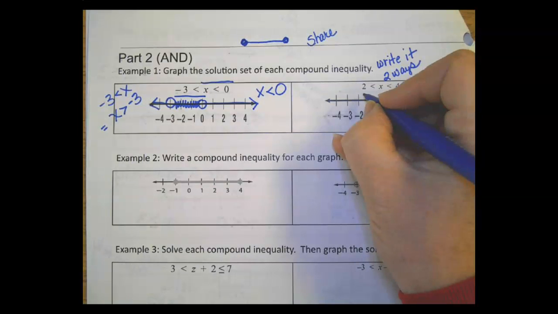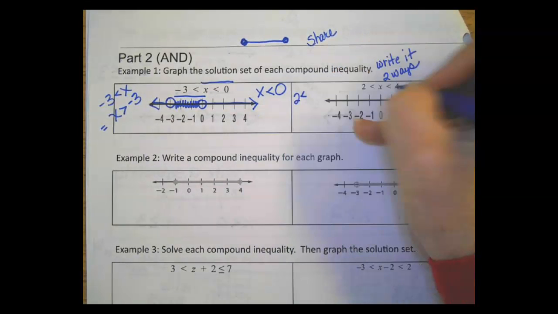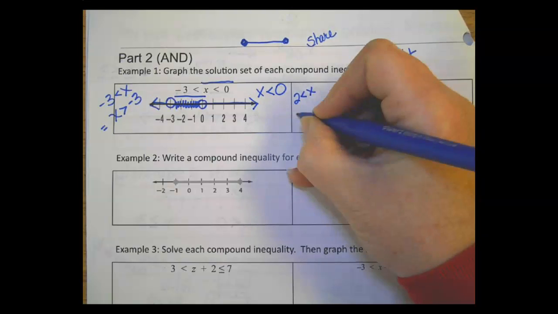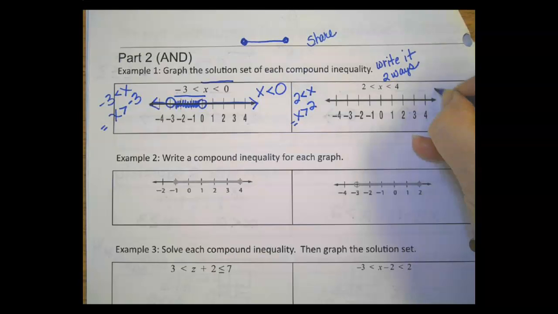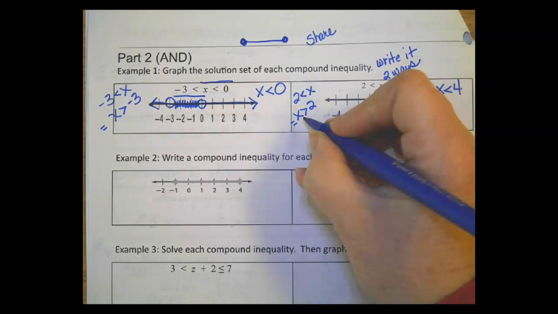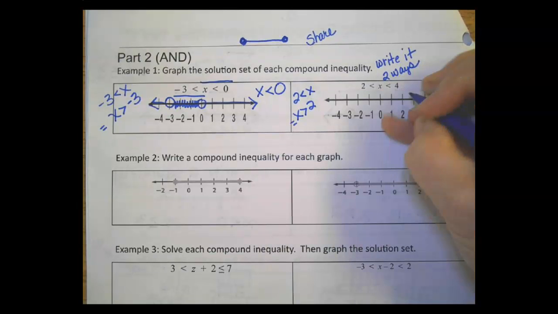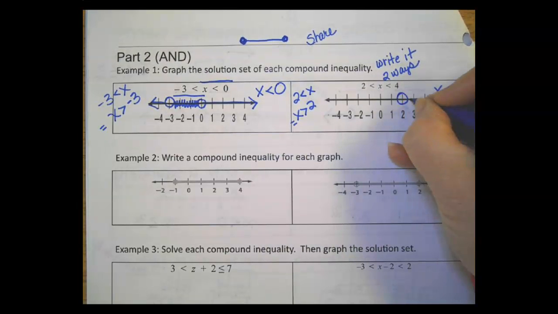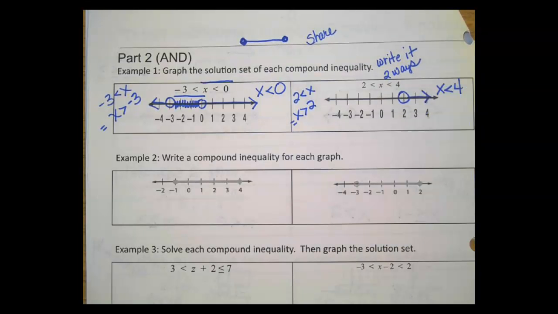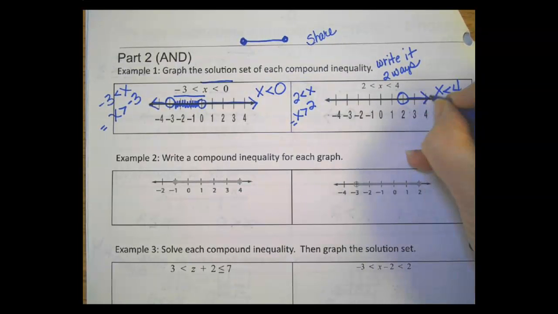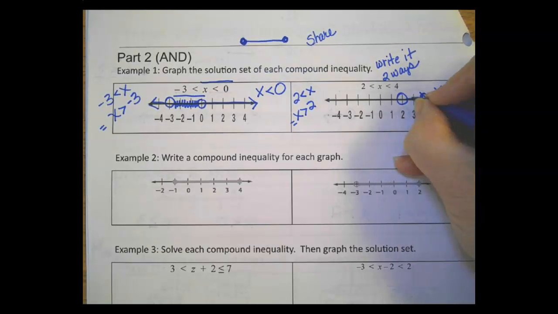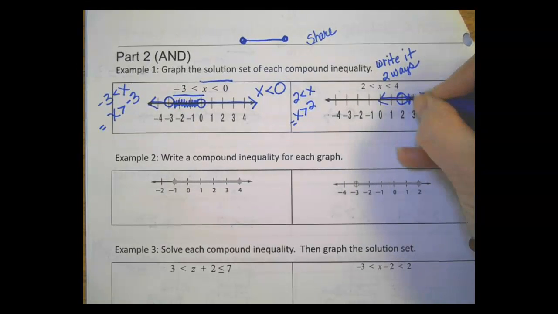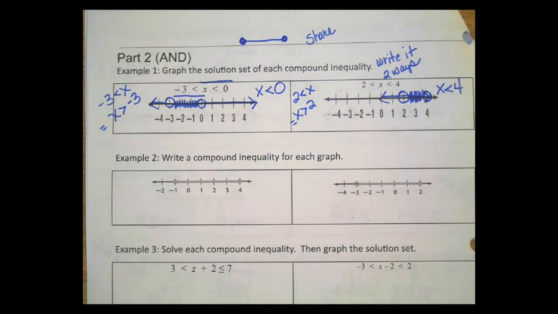Let's do it again. 2 is less than x. Let's rewrite that as x is greater than 2. This is already in nice order: x is greater than 2. So here's 2, greater. x is less than 4. Open dot, less. Where do they share? Right there.